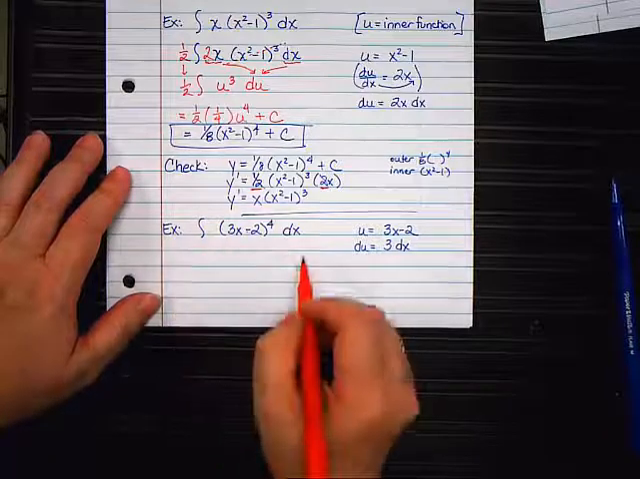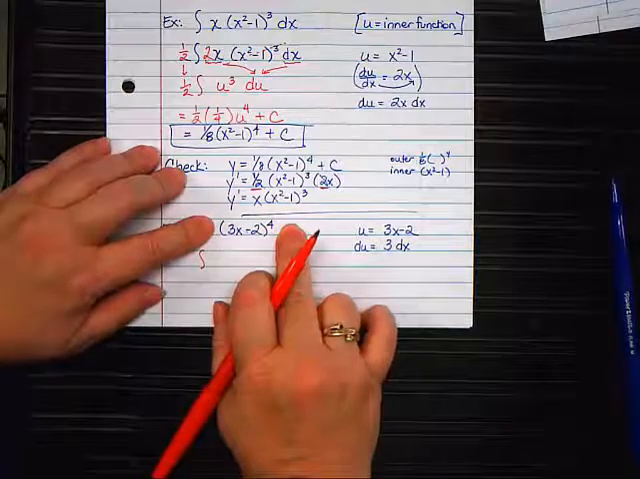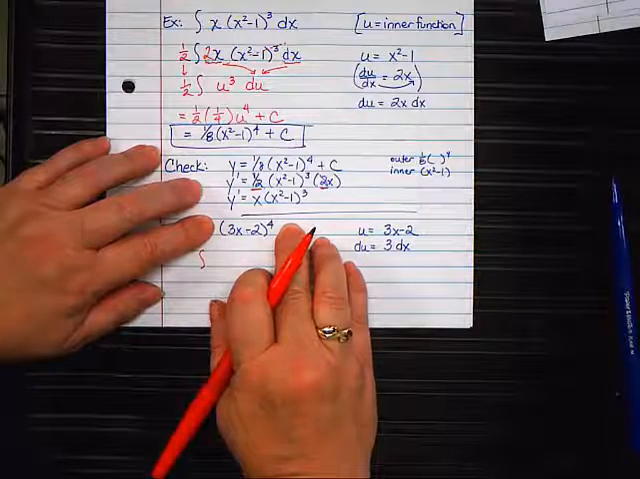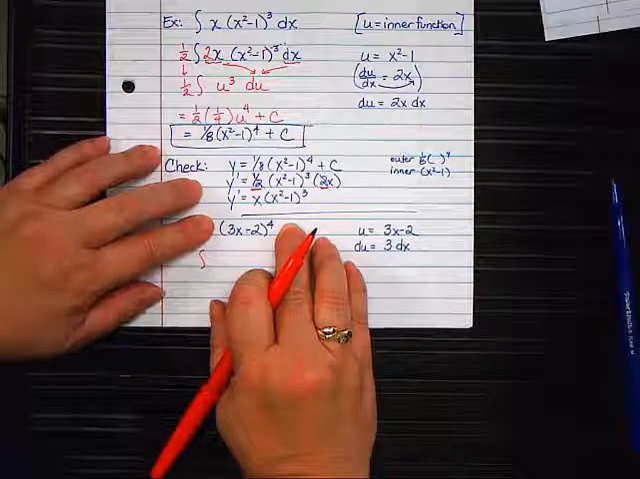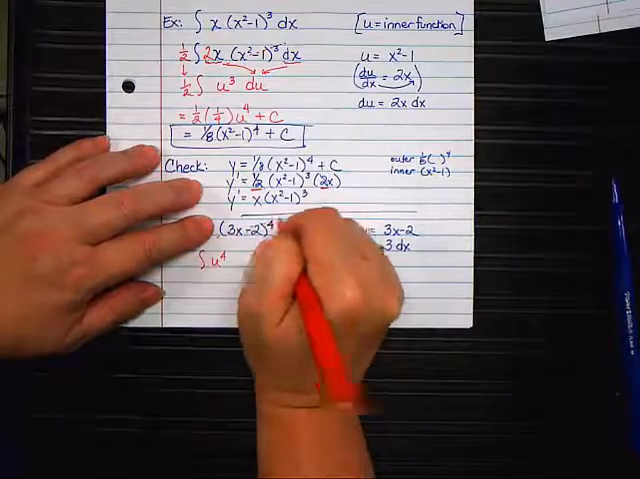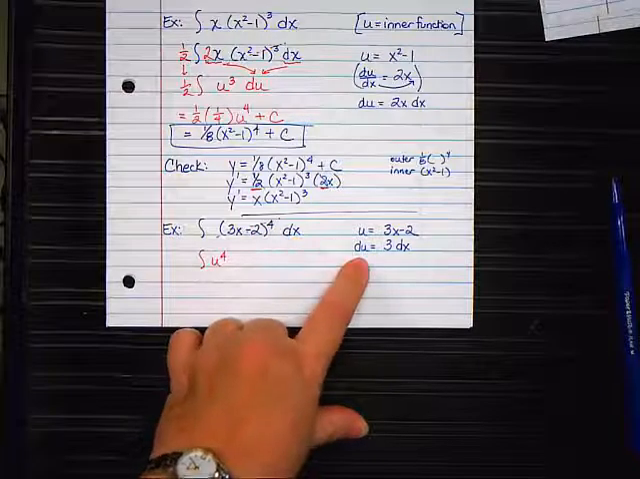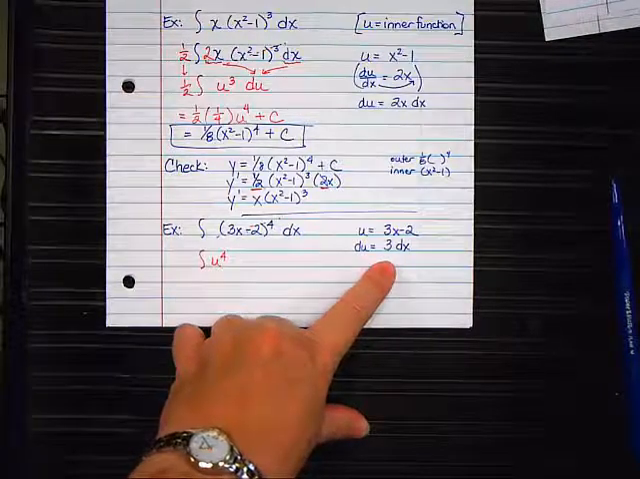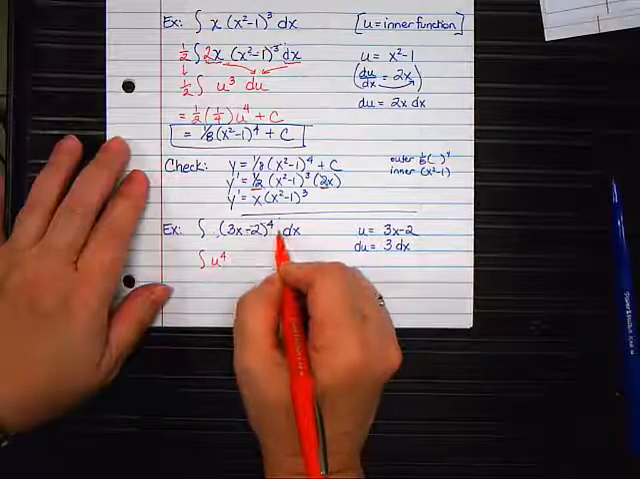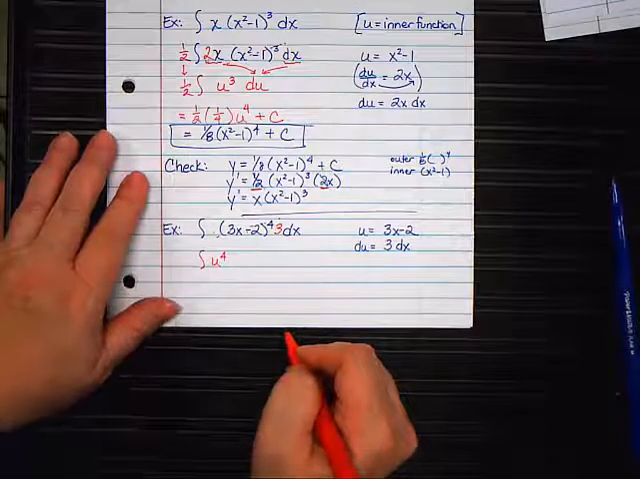All right, so now I'm going to write my integral symbol. I'm going to take the part that had the u in it, right here. How do I write this in terms of u? U to the fourth. Very simple. That takes care of that. All I have left is dx, but in order to change it to du, it needs a 3. So what am I going to do? I don't care where I put it, as long as it's in the integral somewhere. I'm going to put it there next to the dx.